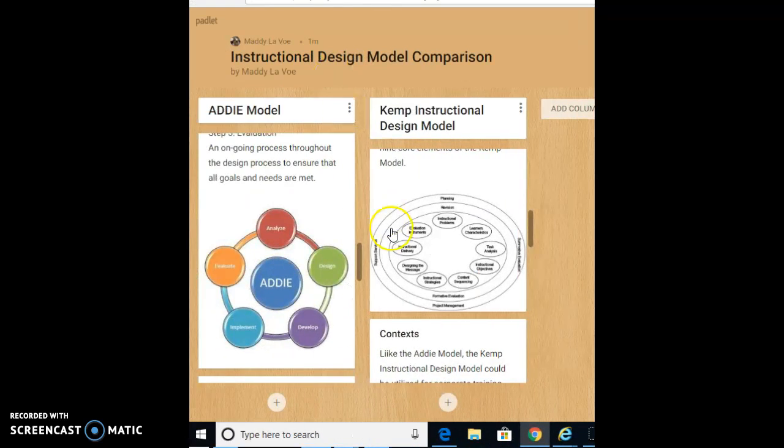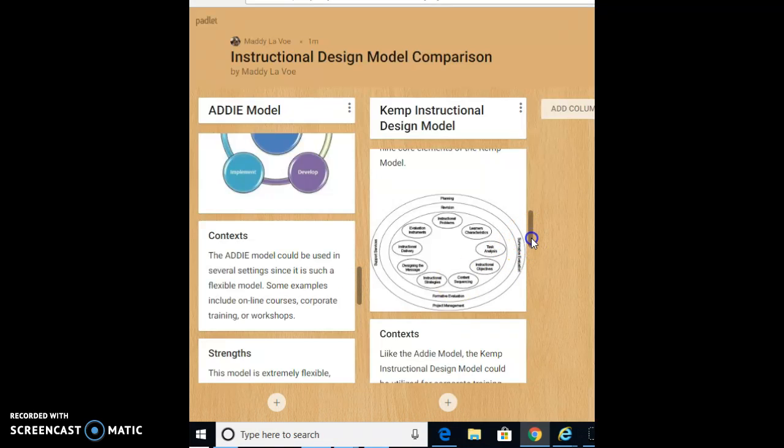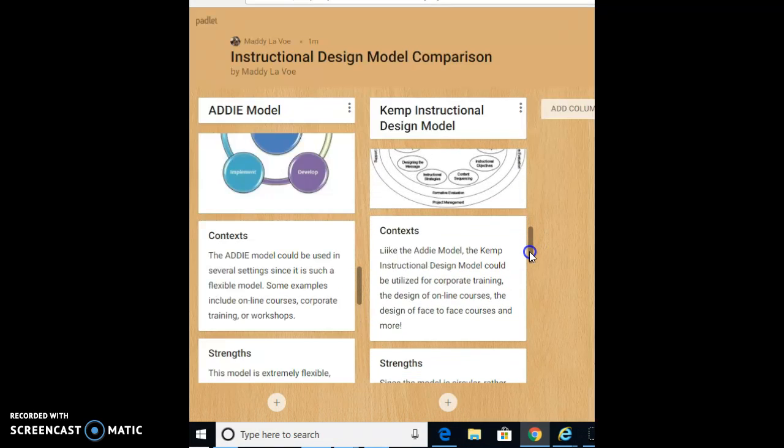Okay, so now I'd like to think about the contexts of both models. Both are really flexible and they could definitely be used in many different ways. So the ADDIE model could be used in designing online courses, corporate training, workshops. I could even see it being used for curriculum planning at the K-12 level. And similarly, the Kemp model is also quite flexible and it could be utilized for many of the same reasons: corporate training, online courses, face-to-face courses, and more.